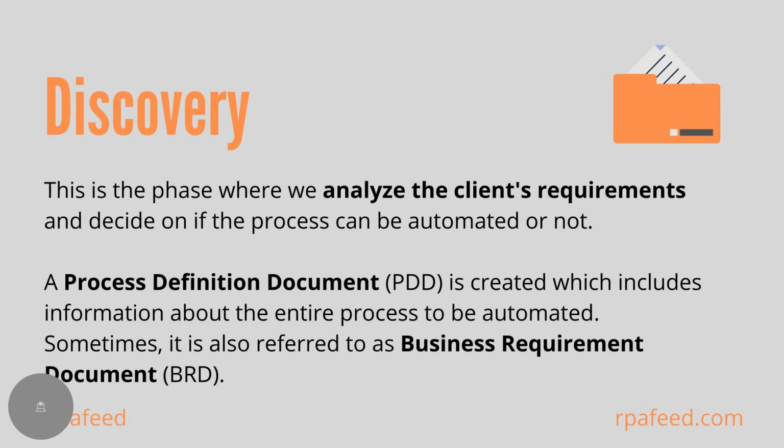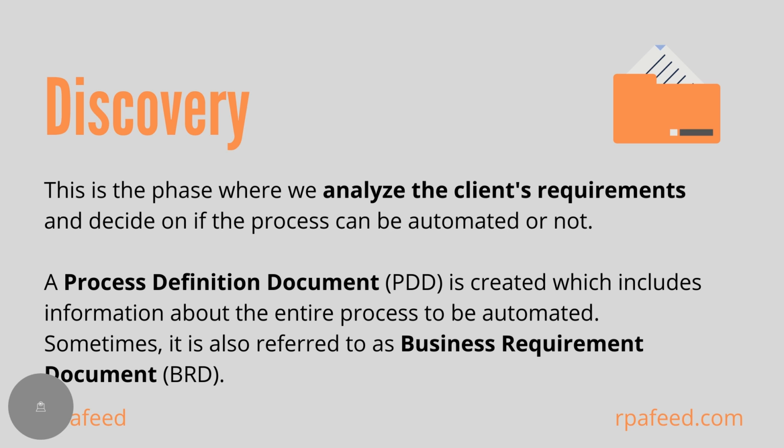First of all, the discovery phase. This is the phase where we analyze the client's requirement and decide if the process can be automated or not. So this is a feasibility check: whether the process you are trying to automate can be automated, whether there is a benefit to the client if we automate that process, and whether there is a return on investment. We do all those sorts of checks in this phase.